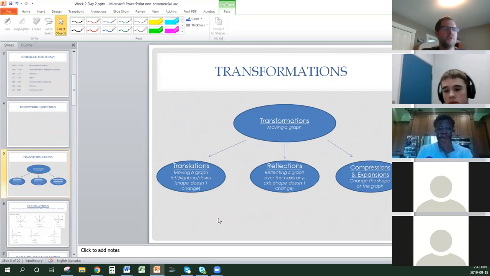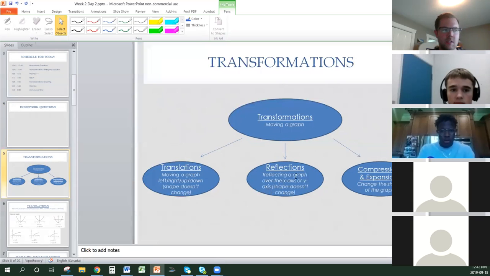All right, so transformations, what are transformations? Transformations are essentially just moving a graph. There are 3 types of transformations that we are going to be exploring. Can you guys just let me know if the text is large enough for you to see it? Yeah, that's okay. Noah? Toby?